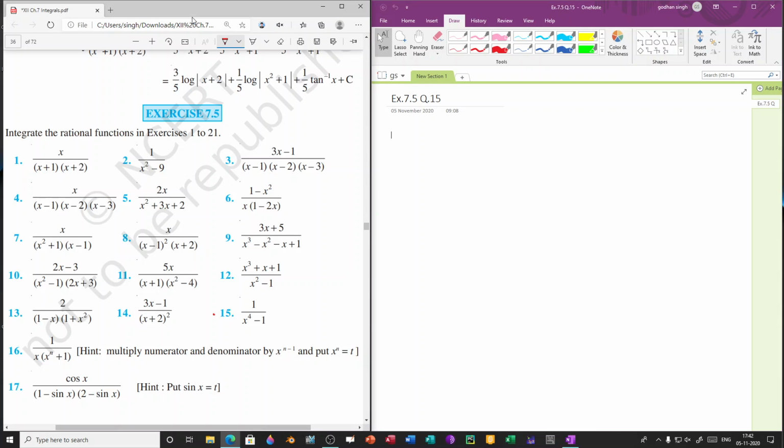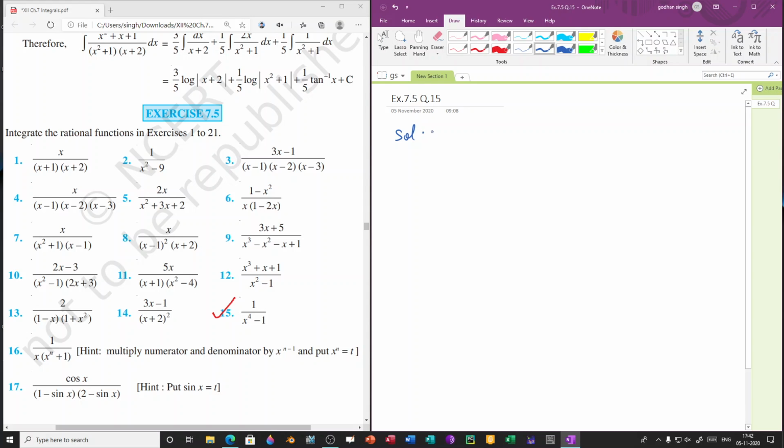Exercise 7.5, question number 15. In this, we have to integrate the rational function 1 over x raised to 4 minus 1. So let us solve question number 15. Solution 15.